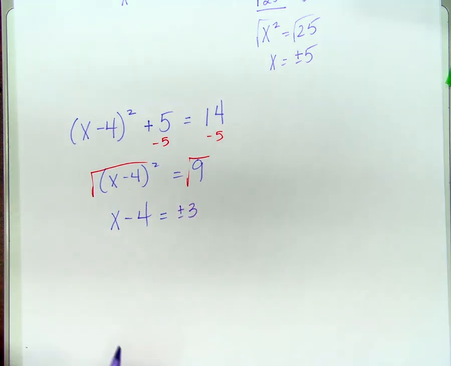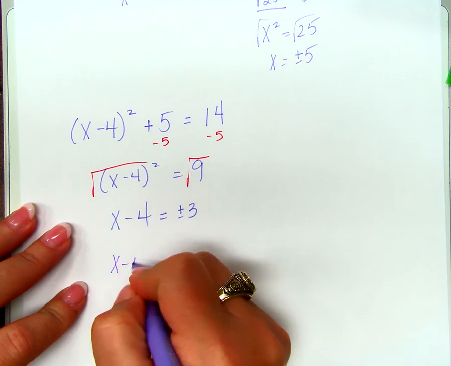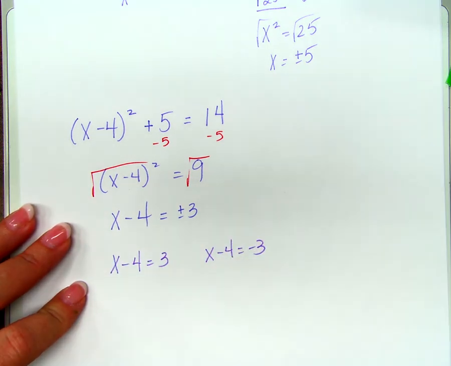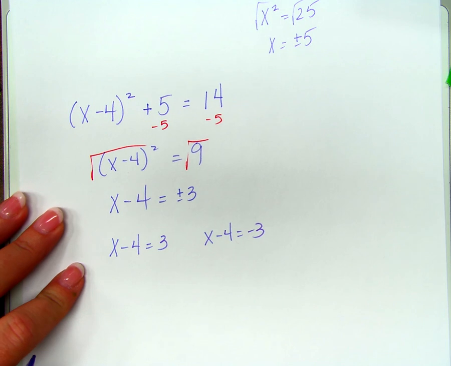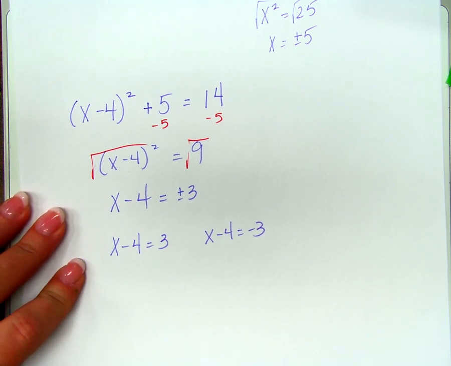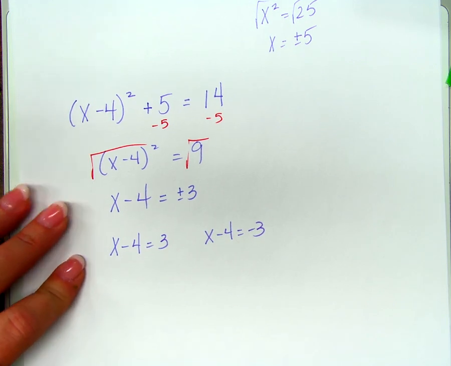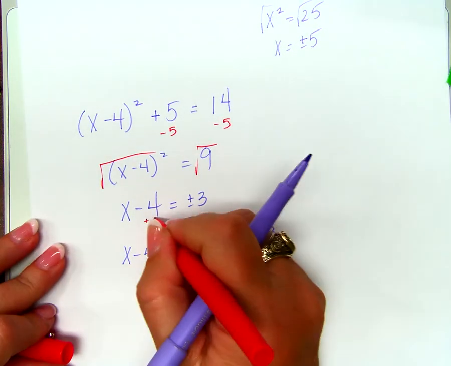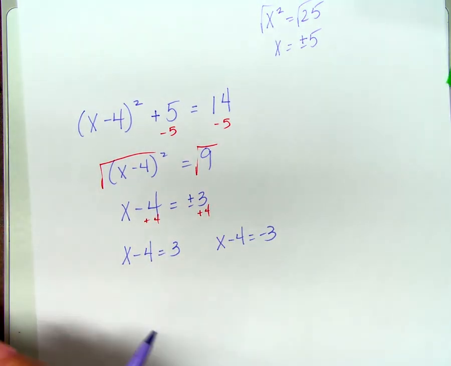Now, you have a couple choices here, depending on what your need is. You guys know I'm a visual person. I got to see it. So what I do is I say x minus 4 equals 3, x minus 4 equals negative 3. Because sometimes visual people need to see both equations. What she's asking me is, couldn't I just add 4 right here? Well, yes, I can. That's another way to do it.